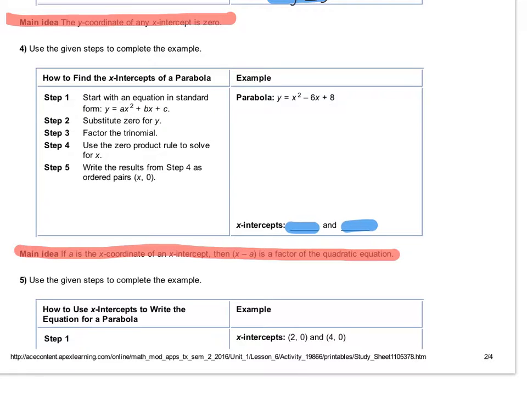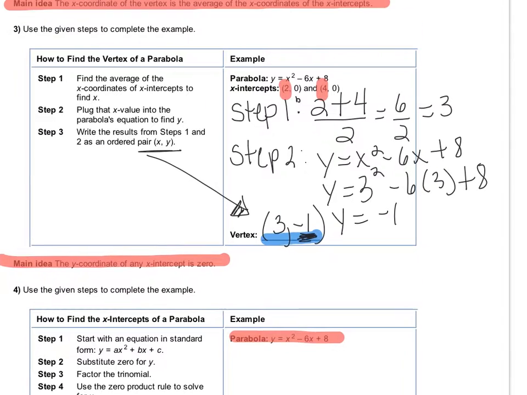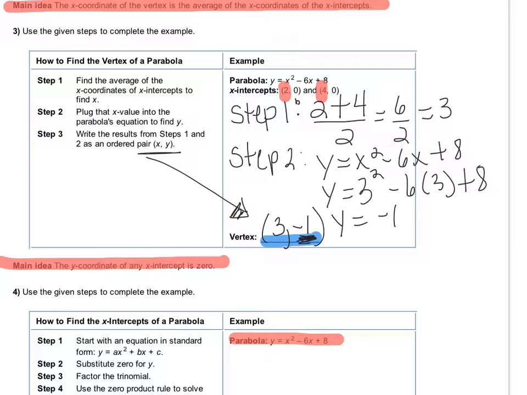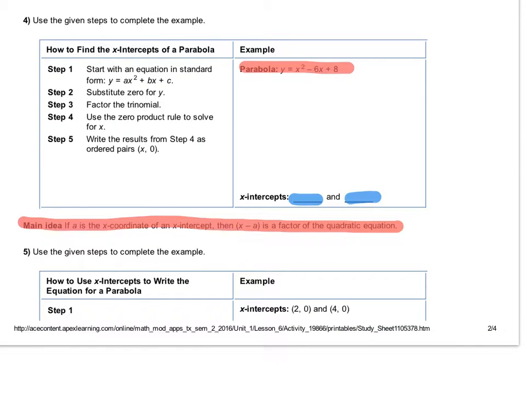Alright, so the next main idea is that the y-coordinate of any x-intercept has to be 0. So it says how to find the x-intercepts of a parabola. Given our example, y equals x squared minus 6x plus 8. Now that happens to be the same one that we have right above it. Excuse me, Miss Gable being Miss Gable, making mistakes. It's the same exact equation right there. So we move on. It says how to find the x-intercepts.